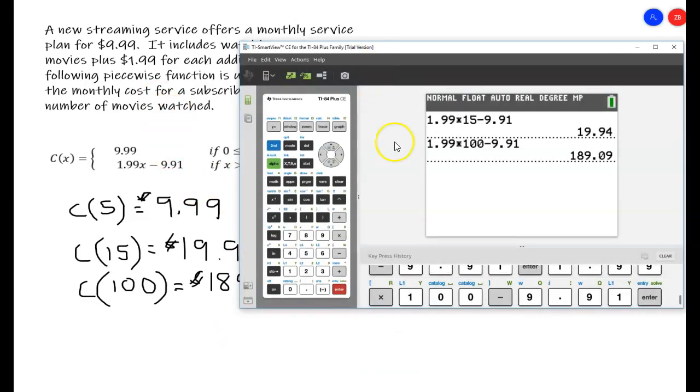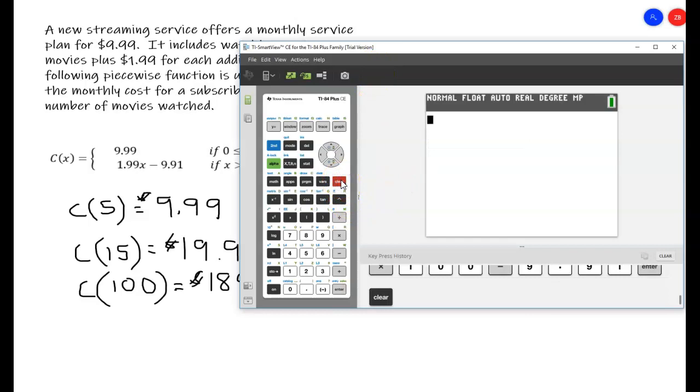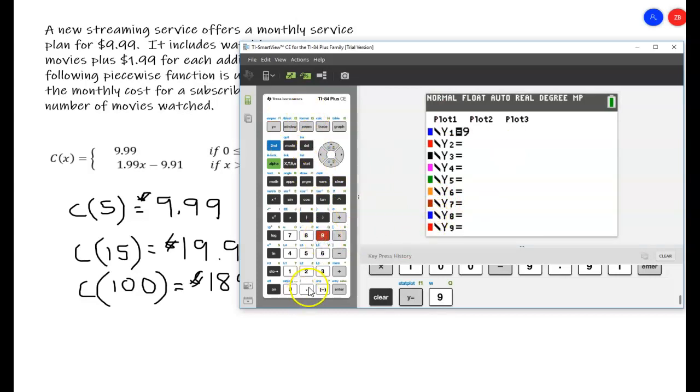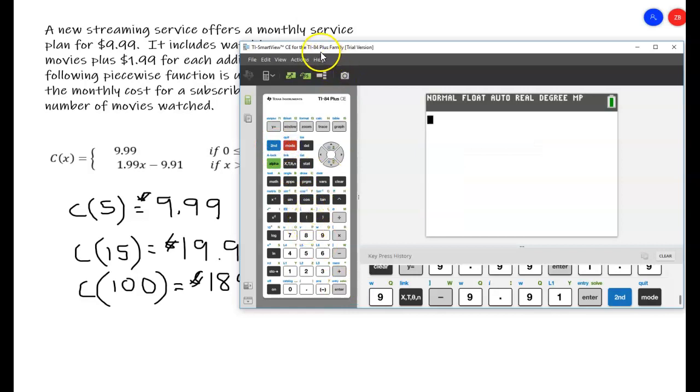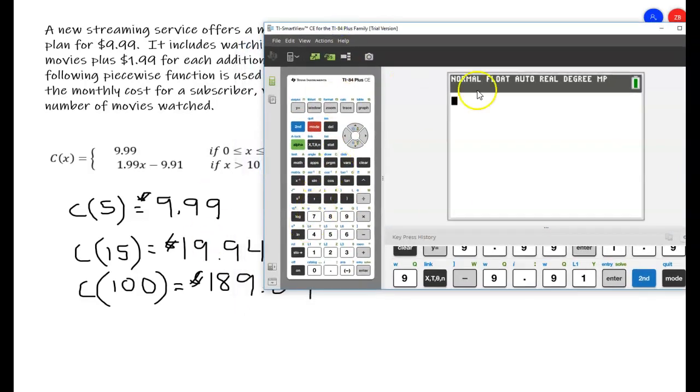Let's go ahead and put this into our calculator now and just see how we could actually take a look at this. Usually calculators aren't great for piecewise function, but I can set it up as two functions here. 9.99, and then my y2, I can put in the other one, right? 1.99x minus 9.91. And then when I go back to my main screen, I can just, let's put all of these in. So I have to remember, if I'm between 0 and 10, I have to use y1, and if I'm over 10, I have to use y2.